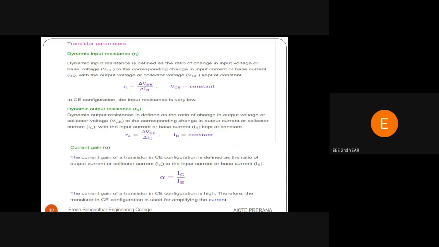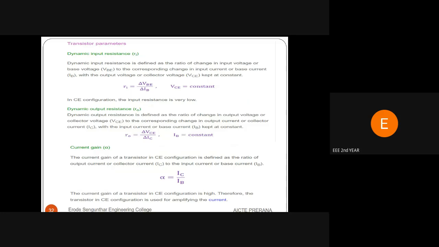The next parameter is output resistance. The dynamic output resistance is defined as the ratio of output voltage to output current at constant input current. Here the output voltage is collector emitter voltage, output current is collector current. So Rout equal to delta VCE divided by delta IC at constant input current IB.